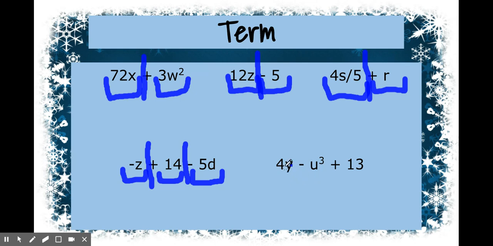Moving on to the last example, I'm going to draw a line wherever I see subtraction or addition signs. Again, I have three terms. My first term is a positive 4y. My second term is a negative u cubed, u to the power of 3. And my last term is a positive 13. This is how I find the terms.